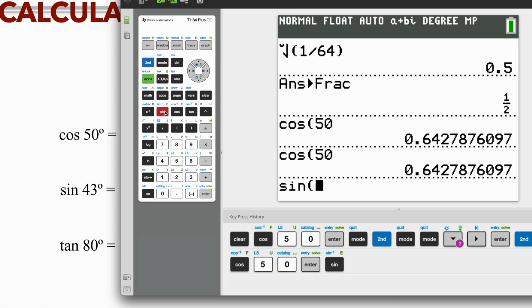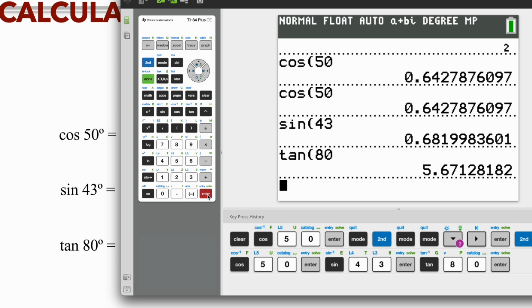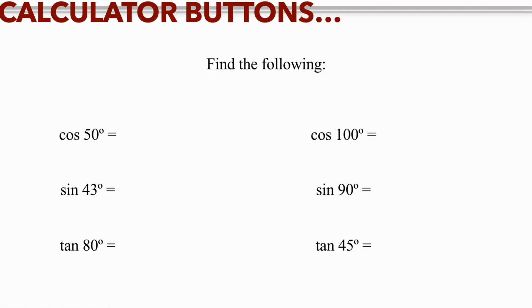The next will be sine of 43. That will give you your answer. And then tangent of 80, which will give you that answer. The cosine of 50, we got 0.643. Sine of 43, we got 0.682. And tangent of 80, we got 5.671.